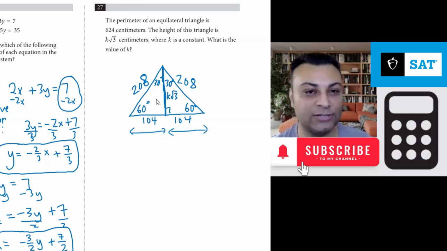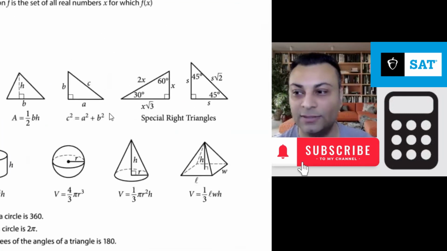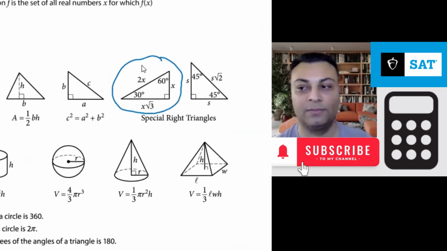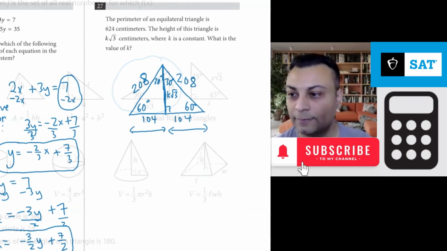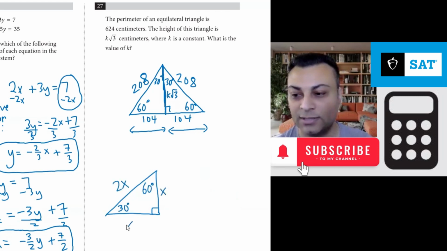So we have a 30, 60, 90 triangle. If you have this memorized, great. They also provided a formula sheet. Let's go take a look. They have this 30, 60, 90 triangle right over here. Let me copy that down. Let's draw the triangle over here. This is the 30 and 60. This is just what the picture had in the formula sheet. This is 2x, this is x, this is x root 3.